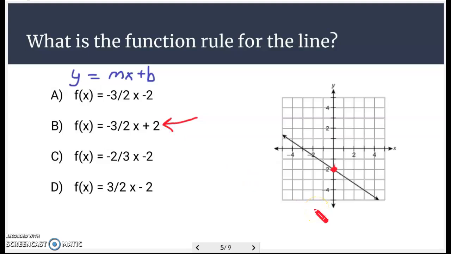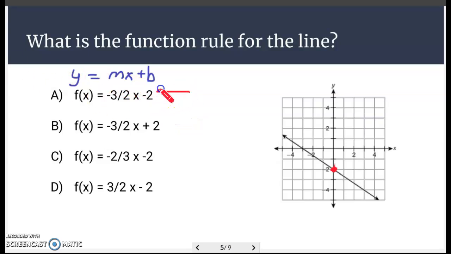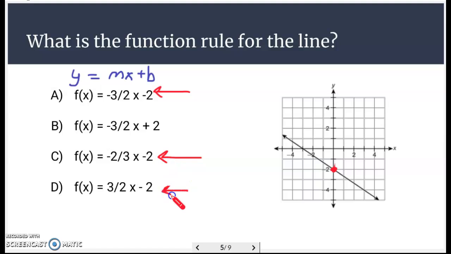The only one is positive 2. Well, actually, nope, it's a negative 2, isn't it? I'm wrong. We have values that could be a, could be c, could be d. Notice the slope is negative. It's going down from left to right, so that's going to eliminate d. That is a positive slope.